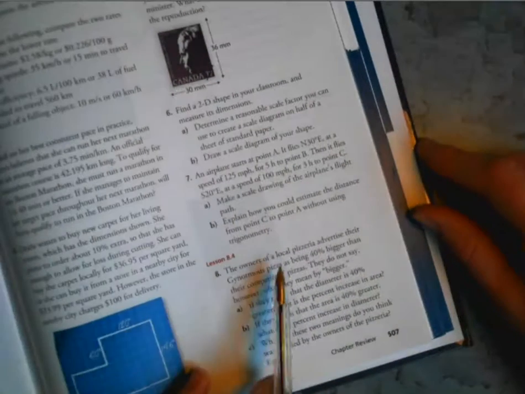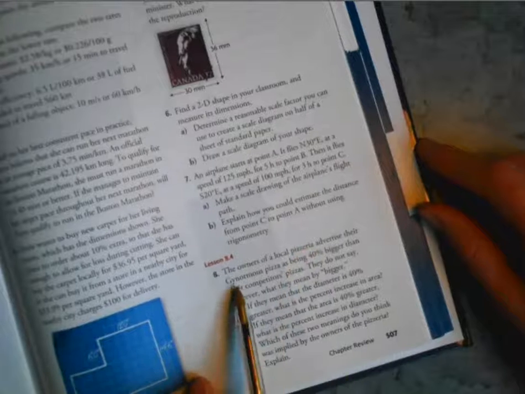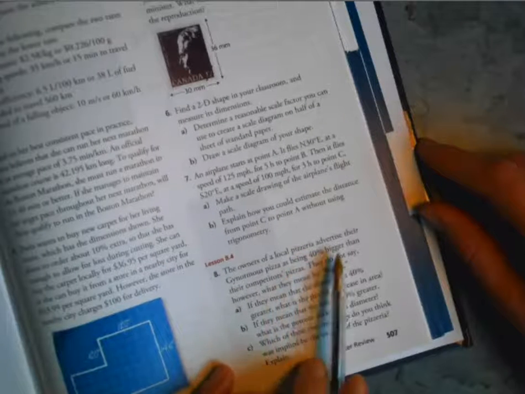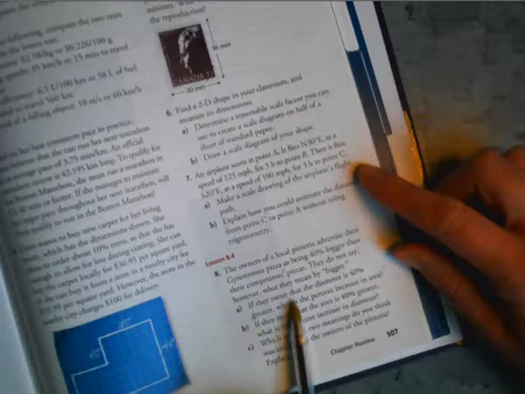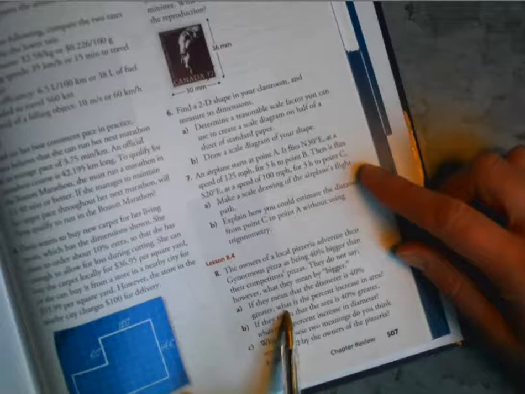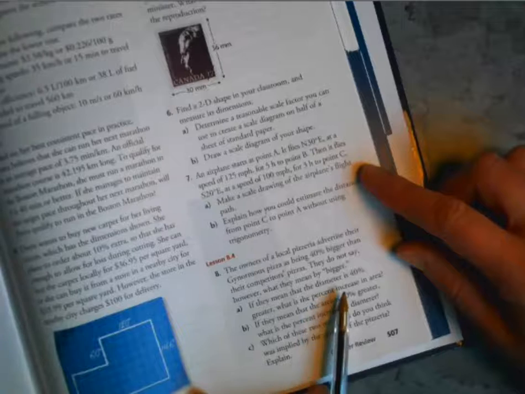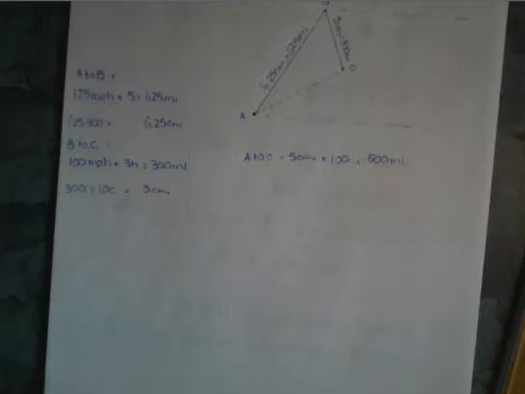Okay, so the owners of a local pizzeria advertise their ginormous pizza as being 40% bigger than their competitor's pizza. They do not say, however, what they mean by bigger. If they mean that the diameter is 40% greater, what would be the percent increase in area? Okay, so let's start looking at that.